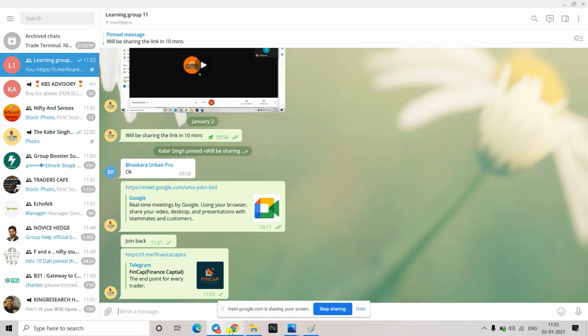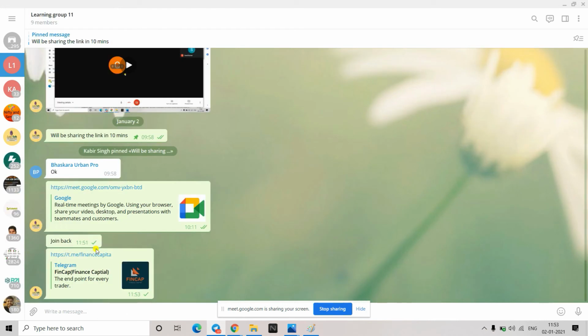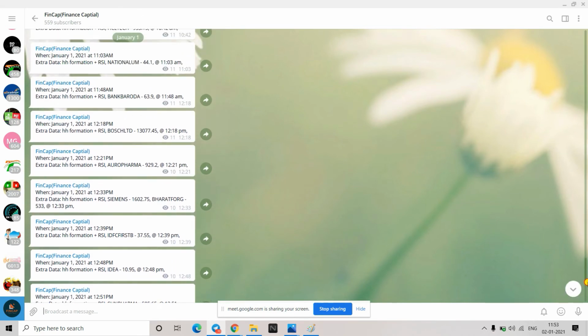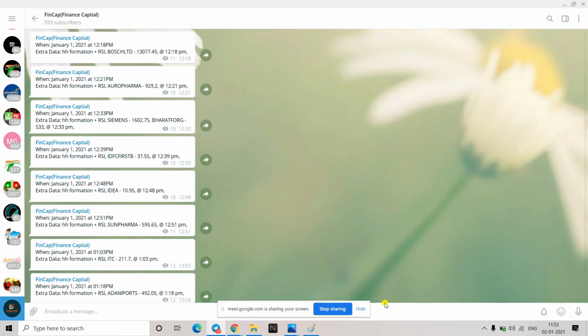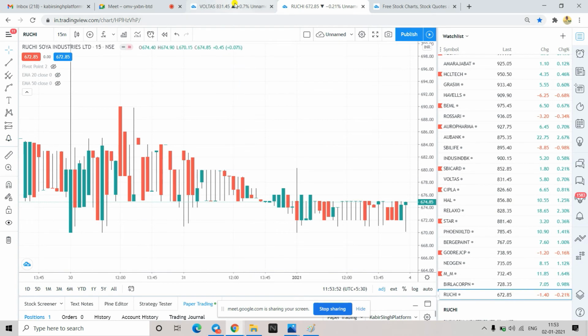My screen is visible to you guys or not? Yes, visible to us. So I have shared it. In this we'll get alerts like this. These alerts are based on our strategy, which I will be explaining now, and then how you can make use of it, that also I'll tell you. Actually, to get these alerts also I have to pay monthly 780 rupees and yearly more than 9k, just to get an alert in that channel.